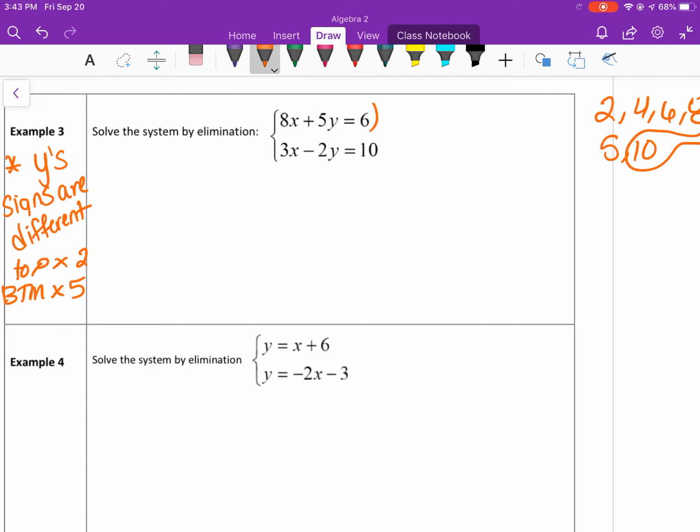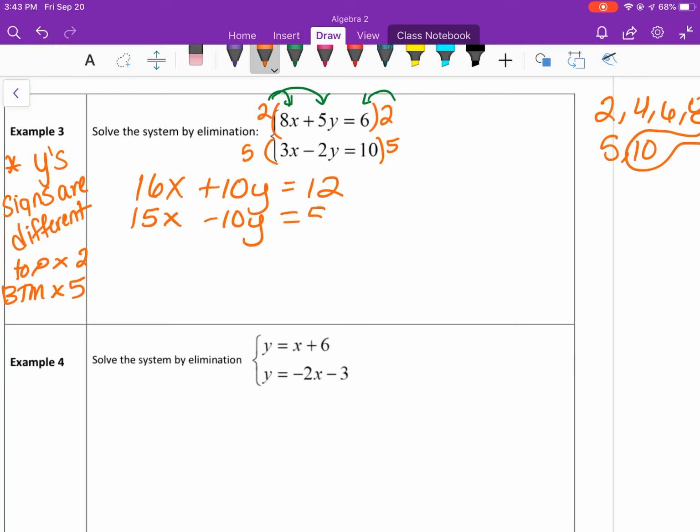So I'm going to take the top and multiply it by 2, and I'm going to take the bottom and multiply it by 5. Now make sure you multiply everything in there by 2 or by 5. So the top will become 16x plus 10y equals 12. Make sure to multiply each thing. And the bottom is going to be 15x minus 10y equals 50.